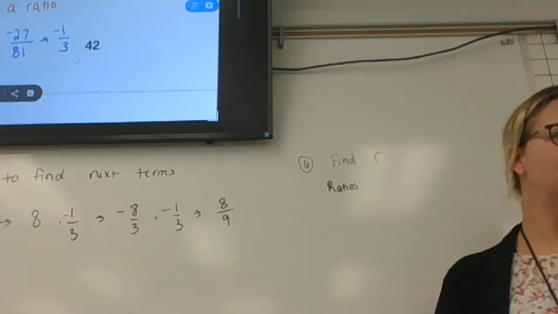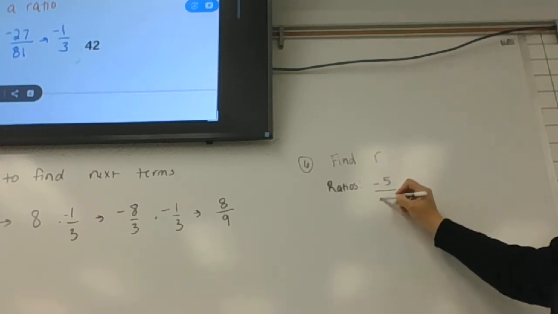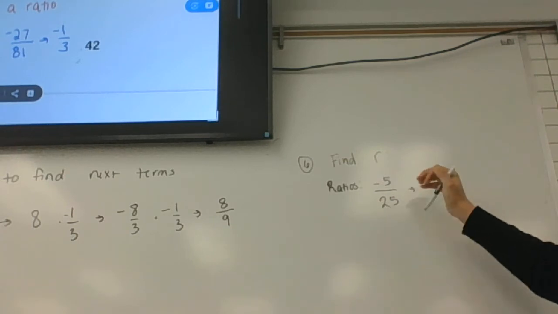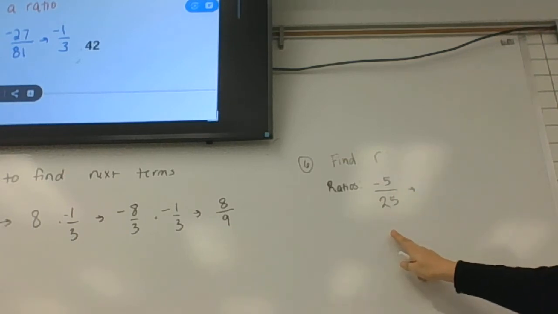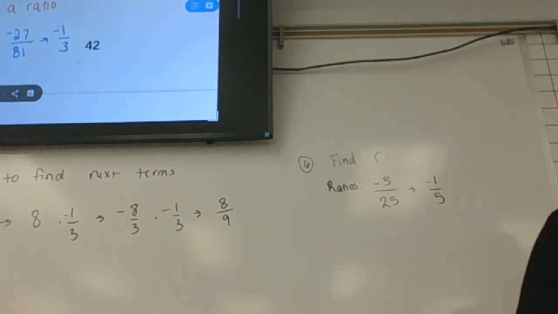Well, an easy way to figure it out is just to make your ratios. I'll put -5 over 25, the second number over the first number, and reduce it. It's -1/5. So each number is being multiplied by -1/5.